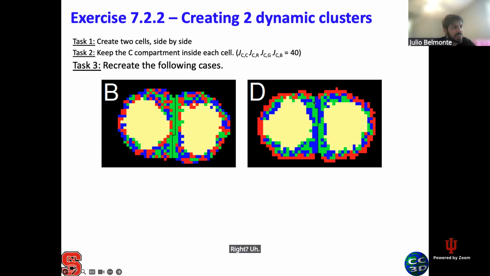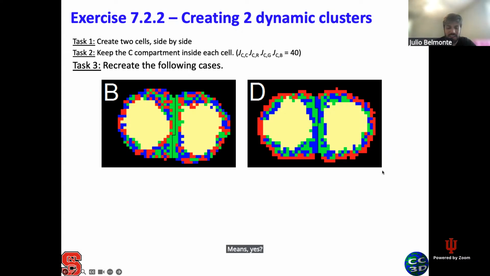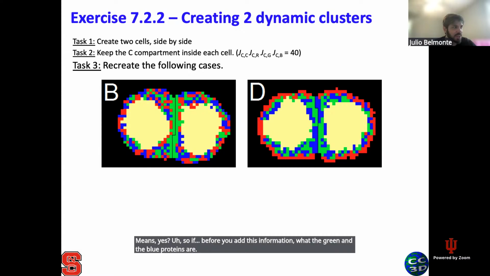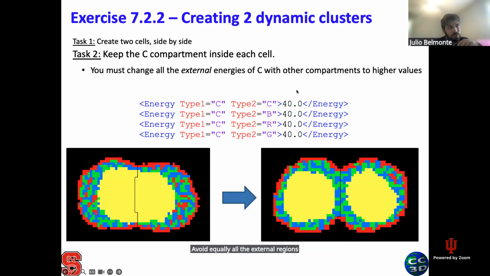Something like this. Okay. The way you wrote it gives some kind of information about what the green and the blue mean. Yes. So before you add this information about what the green and the blue proteins are, the most general way is just to make it avoid equally all the external regions. So this is going to be the more neutral, or null hypothesis, solution to the code. I see Anastasia also got it. Excellent.